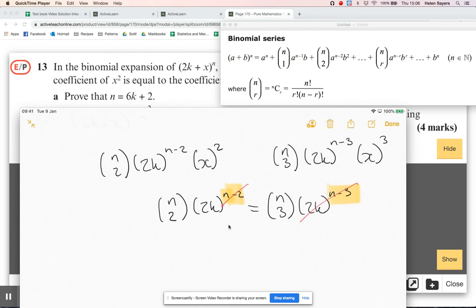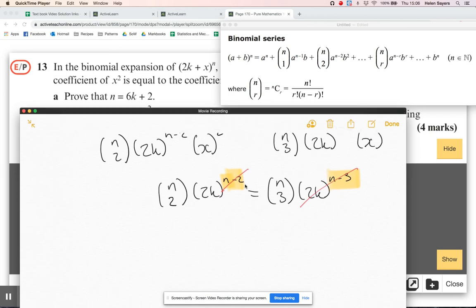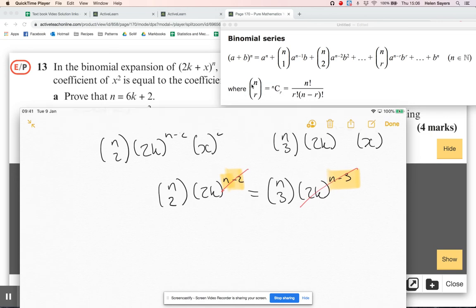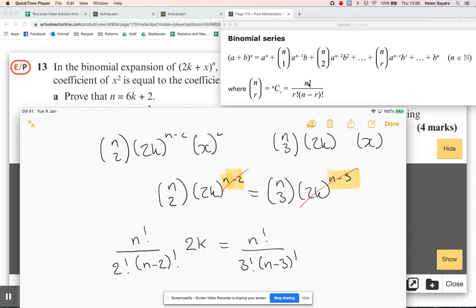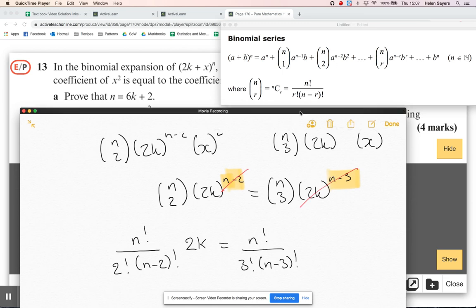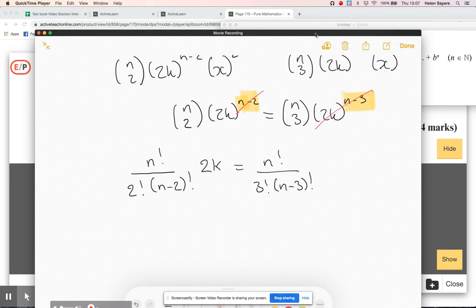Right, so now on to those n choose 2 and n choose 3. Well, let's have a think about this formula. So the formula is n factorial, the numerator, all over r factorial. So 2 factorial for this one, and then n minus r factorial, and I've still got a 2k on the left-hand side. So using the same thing for the n choose 3, it's n factorial over 3 factorial times n minus 3 factorial. Okay.